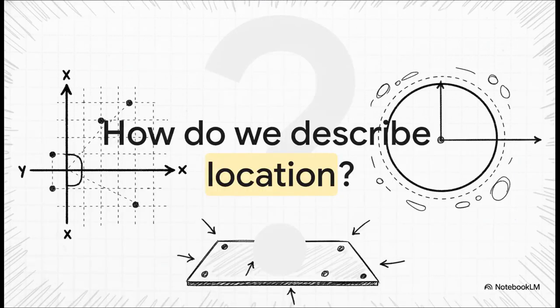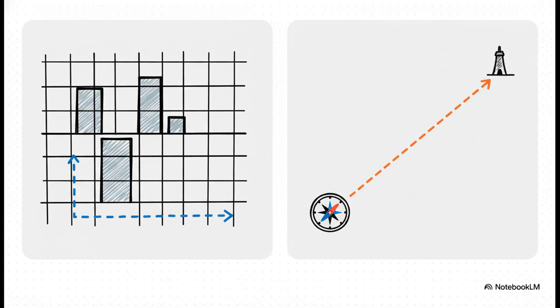So let's start with a really basic question. How do we describe a location? Seriously, if you wanted to tell someone exactly where a point is on a flat surface, how would you do it? Your first thought is probably the system we all learned in school. And yeah, that system is called the Cartesian system.